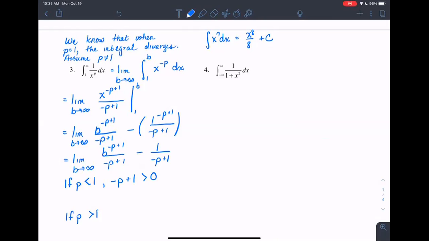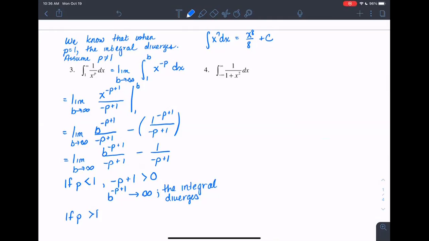So in that first term, that means that b to the -p plus 1 is heading off to infinity. Because you're taking a number that's getting huge, remember b is getting large, and you're raising it to a positive power. So it just keeps getting larger and larger and larger. So the integral, since it's heading off to infinity, diverges for any power less than 1.